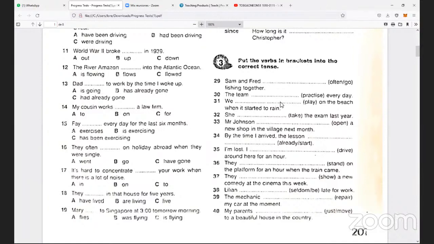The team practice every day. Practice or practices? In this case, it is practices because the team is like a third person. It's like the family, for example. Okay, so, next.